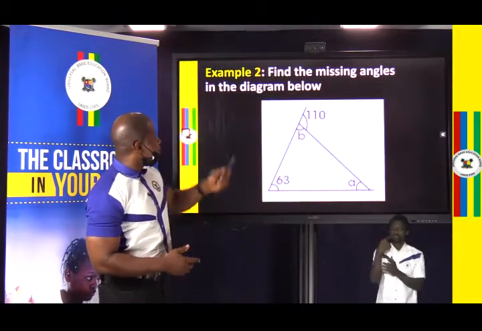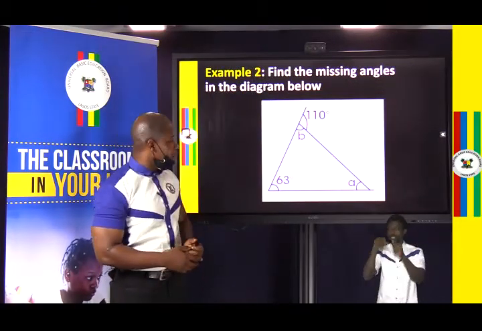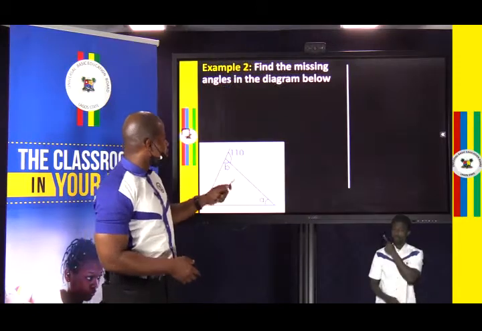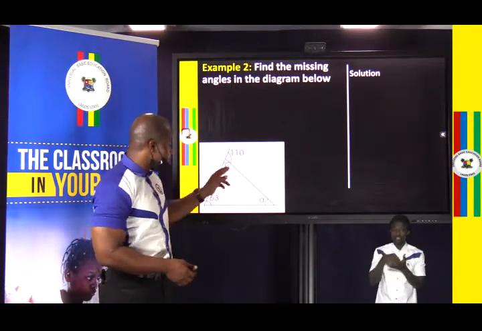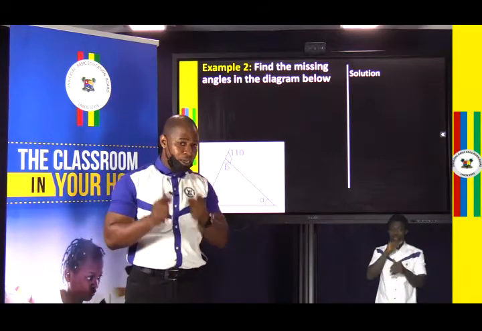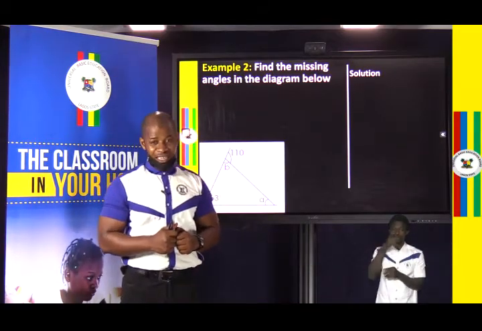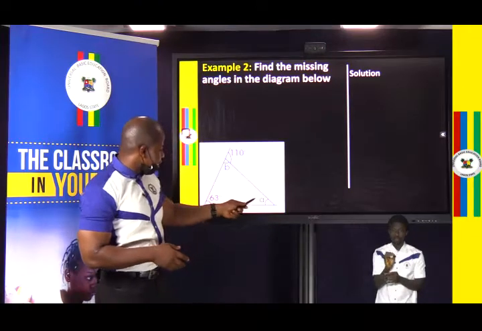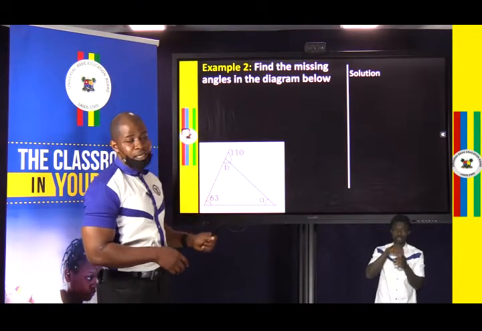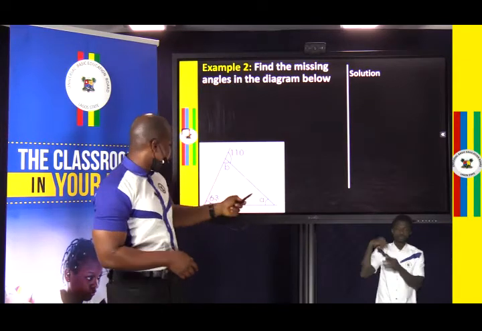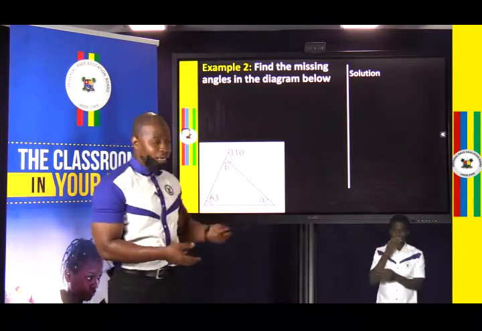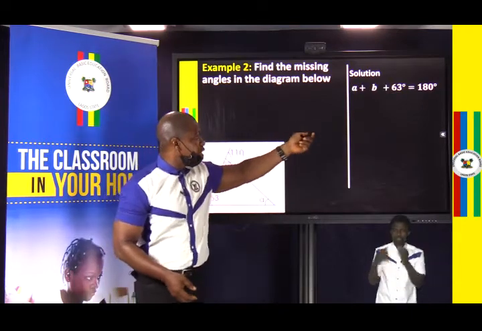This one says, find the missing angle in the diagram below. Okay, so this is the same diagram. Let's see about solving it. Inside the triangle, all the angles must be 180 degrees. So A is inside, B is inside, 63 is inside, but 110 is outside, so we will not count that. A, B, and 63 are inside, and that means that if we add them together, we will get 180 degrees.